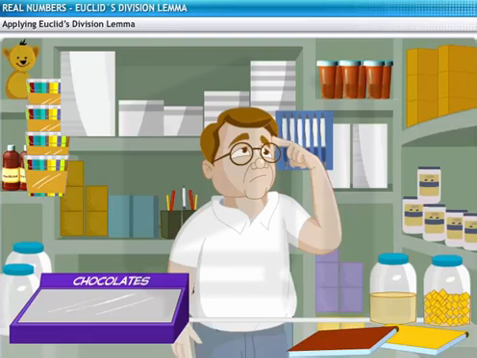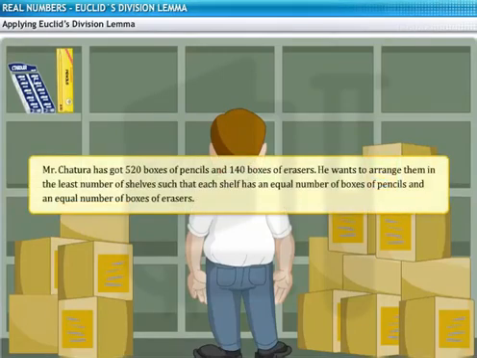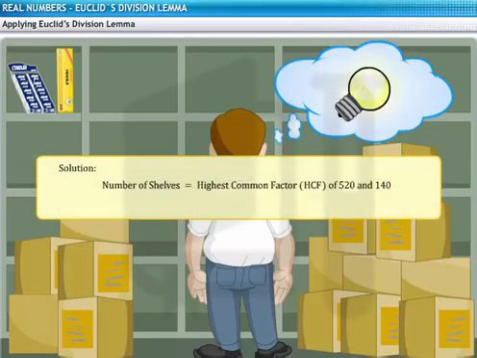Mr. Chatura has got a fresh stock of pencils and erasers. He is making space to arrange them on the shelves. Mr. Chatura has got 520 boxes of pencils and 140 boxes of erasers. He wants to arrange them in the least number of shelves, such that each shelf has an equal number of boxes of pencils and an equal number of boxes of erasers. Mr. Chatura has figured out a solution. All he has to do is find the highest common factor, or HCF, of 520 and 140. Now, how does he do that? Mr. Chatura can use Euclid's division lemma to find the HCF of 520 and 140. Let's see how.